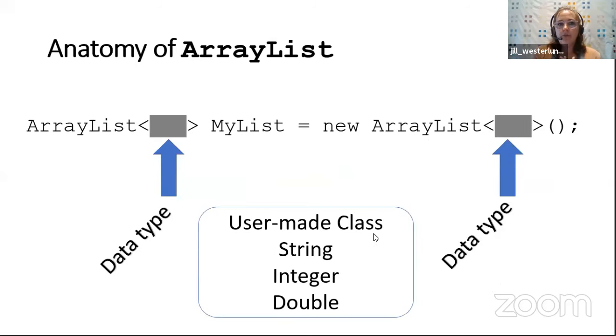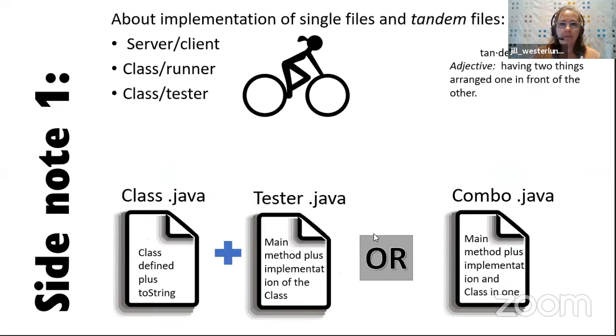Here are your options for data types. And there are more than these, but these are the ones that we typically see in the Computer Science A course. We're going to be focusing today on a user-made class, and I'm going to use the animal scenario. But we also will see when we come back to this in a few weeks, we'll talk about making an array list out of string, integer, and double, which happen to be wrapper classes.